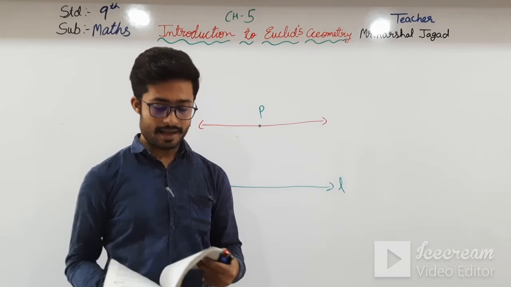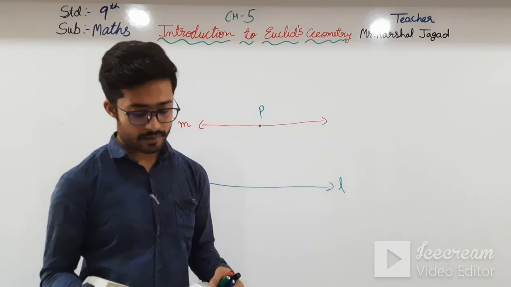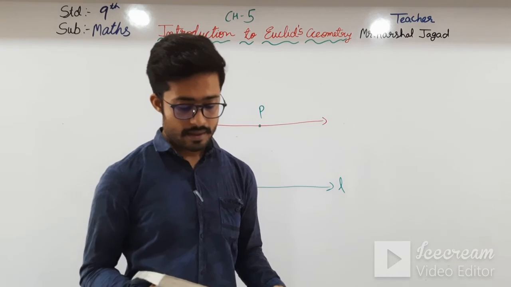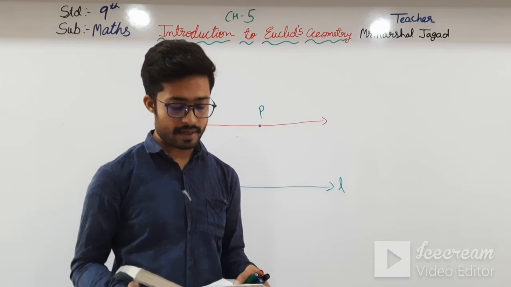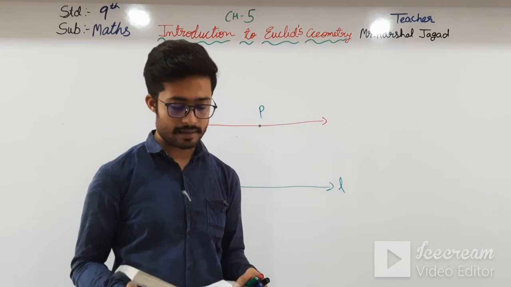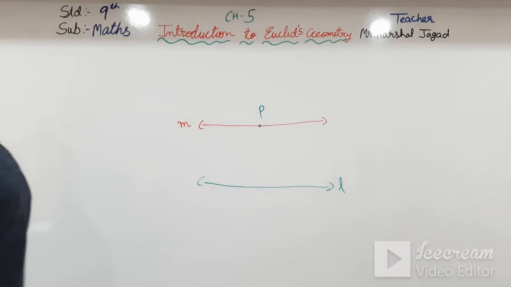Okay students, now see here in exercise 5.2: how would you rewrite Euclid's fifth postulate so that it would be easier to understand? Does Euclid's fifth postulate imply the existence of parallel lines? Explain. So you have to do it on your own, students. You can use the reference book also. And now just moving further.